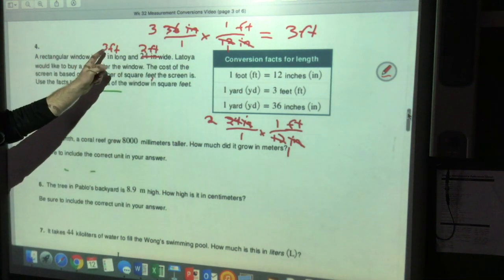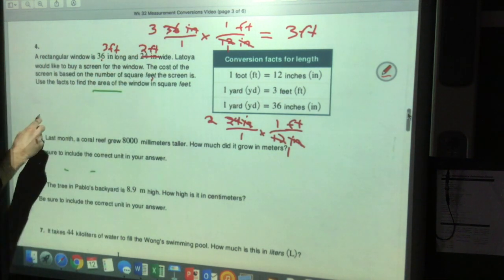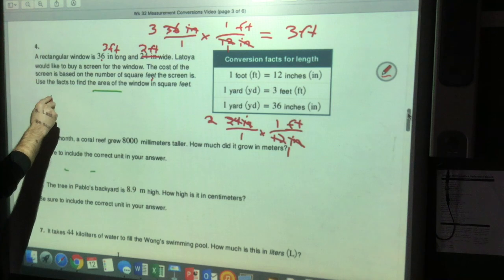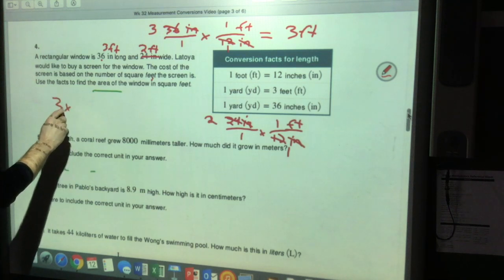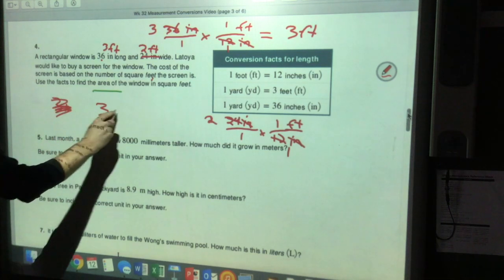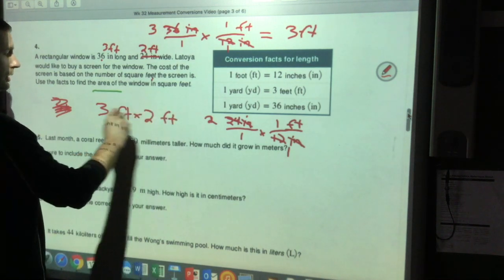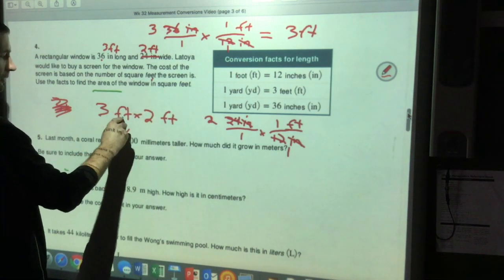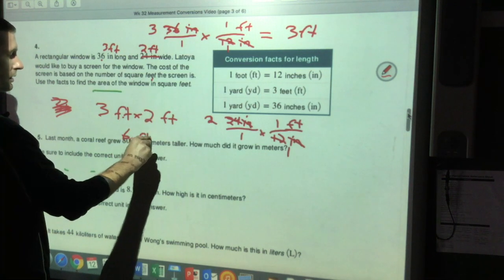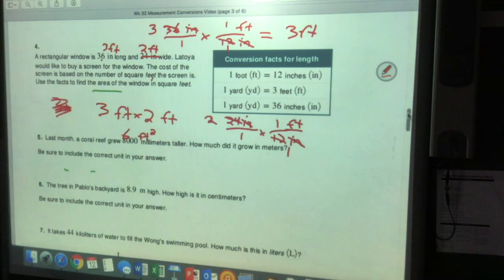Okay, so a rectangular window is 3 feet by 2 feet. So we know base times height, length times width, 3 feet times 2 feet. 3 times 2 is 6. Feet times feet is square feet. So my answer is 6 square feet.